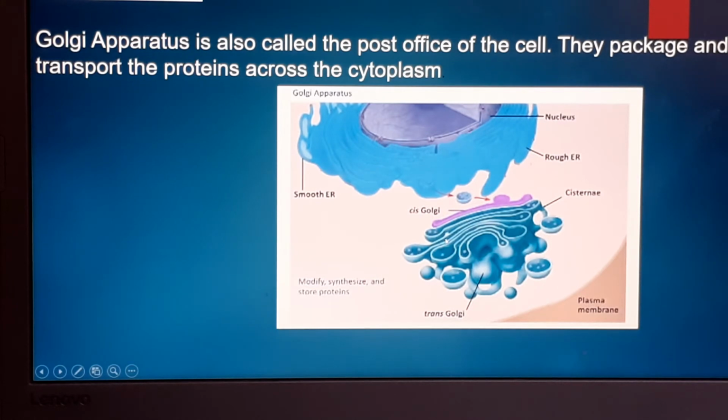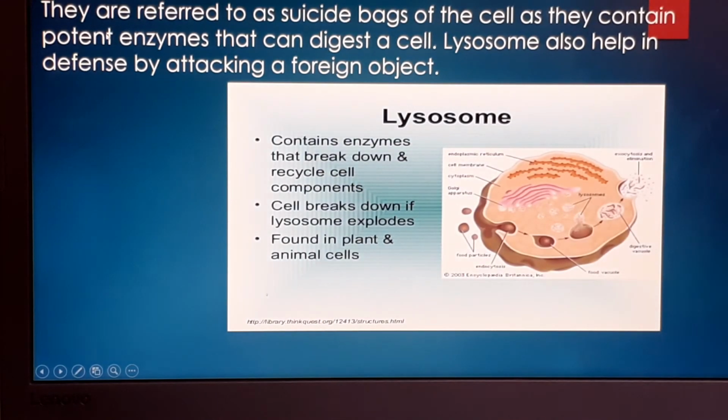See here, what is its function? It is packing the proteins and sending them to the different parts of the cytoplasm. Throughout the cytoplasm it carries them out. That is why it is called the post office of the cell. That is Golgi apparatus. Next one, lysosomes.